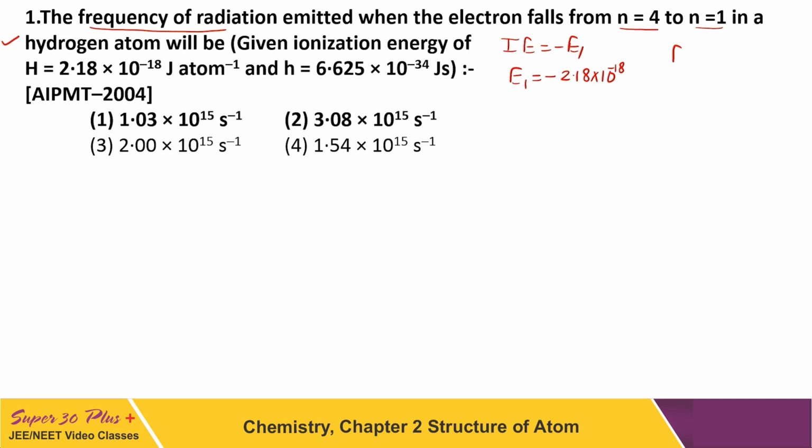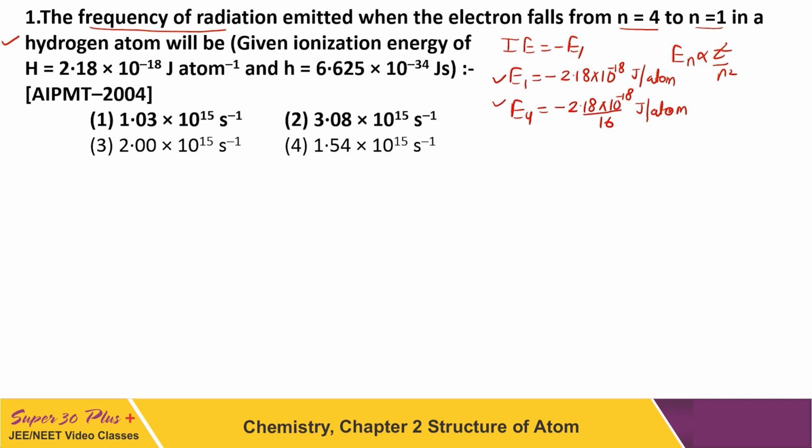We already know that energy of the nth shell is proportional to Z square by n square. So now in order to get the value of energy of the fourth shell, what exactly will we do? We will divide it by 4 square, which is 16. So it will be minus 2.18 into 10 to the power minus 18 divided by 16, and the units will be joule per atom. So now we have the energy of the first shell, and we also have the energy of the fourth shell. Now what will we do?